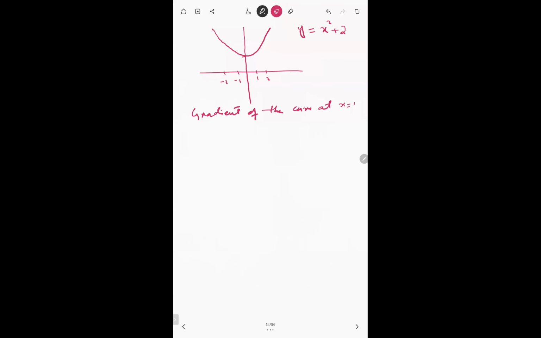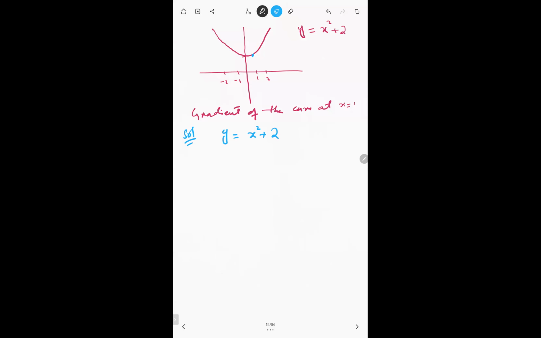Remember, when you are attempting your yearly past papers, whenever the question talks about the gradient, it means the topic is differentiation. So I'm going to start this question. The equation of the curve is y is equal to x square plus 2. I want to find the gradient of the curve at x is equal to 1. I want to find the gradient at this point.